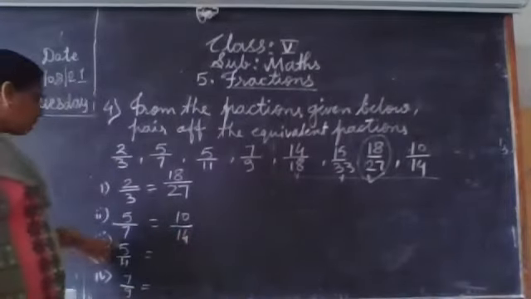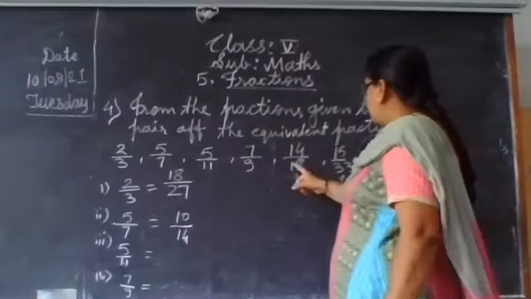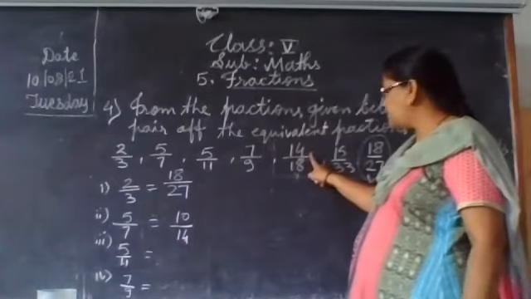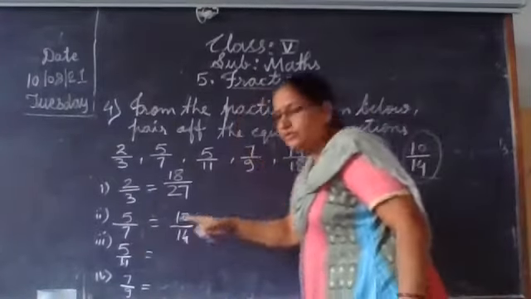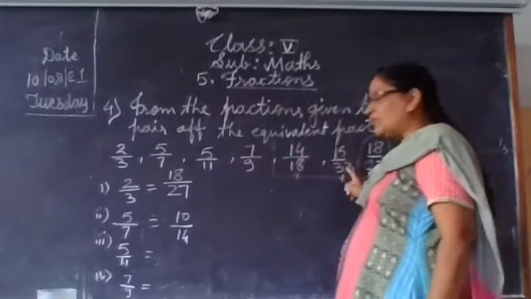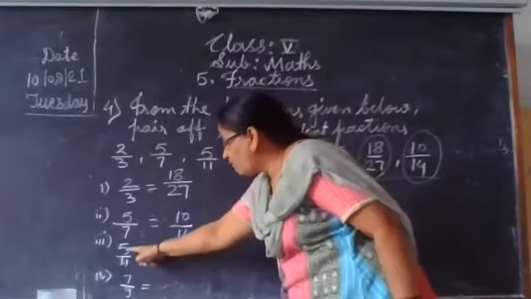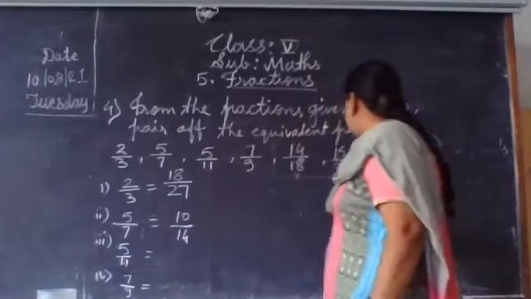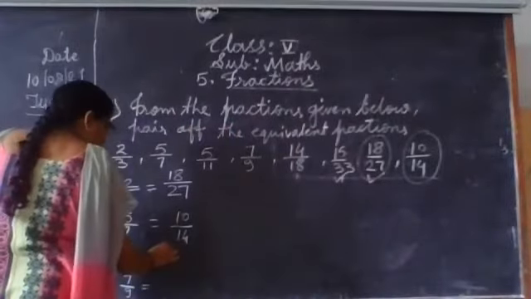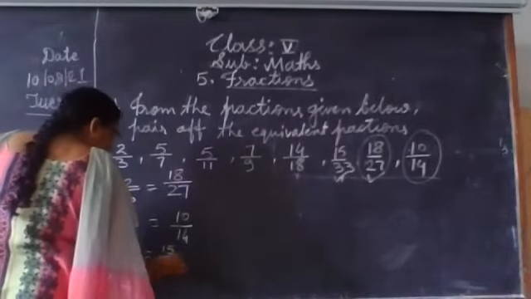Now 5 upon 11. So you have to choose the answer from the given options. 5 upon 30. See again, the numerator is 5, so it is not a multiple of 5. Okay, so what is left now? 15 upon 33. Yes. If you multiply both numerator and denominator by 3, 5 3s are 15 and 11 3s are 33. Yes, it is the answer. So 5 upon 11 is equivalent to 15 upon 33.